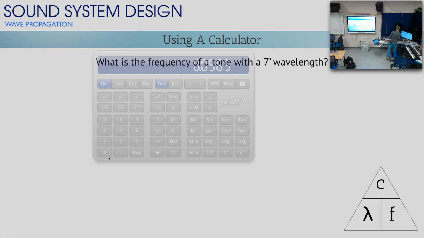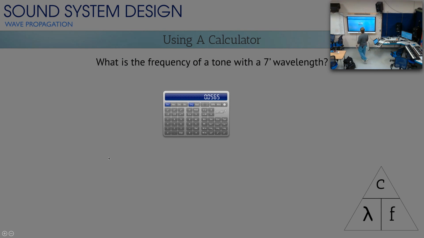Frequency of a 7-foot wavelength. How do I figure out frequency? Yep. So what would speed of sound be? 1,130 feet per second divided by the wavelength, which is 7, right? So divided by 7, 161.43. What does that number mean? We're in hertz. It's frequency. 161.43 hertz. There's your answer. A 7-foot wavelength is 161.5 hertz-ish.